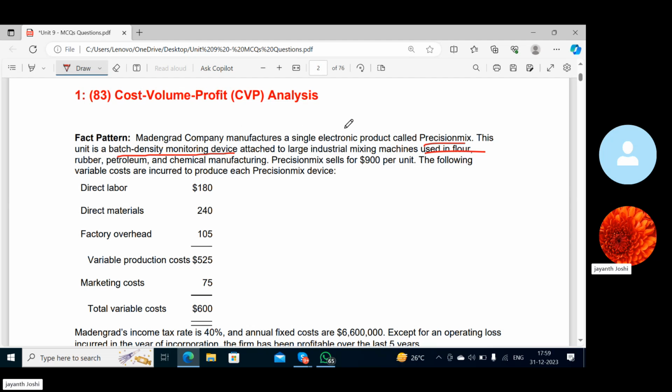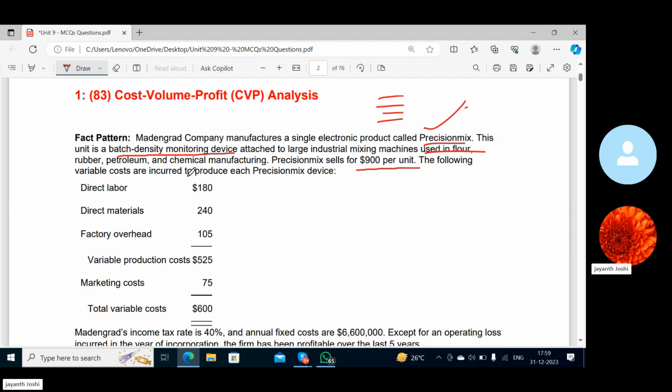So Madden Grad company manufactures a single electronic product called Precision Mix. This unit is a batch density monitoring device, attached to large industrial mixing machines used in flour, rubber, petroleum and chemical manufacturing. Precision Mix sells for $900 per unit. This is the product they are making.